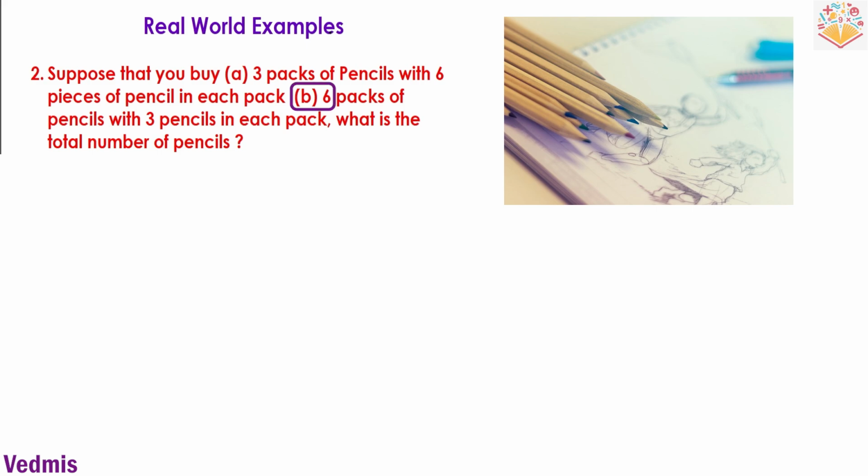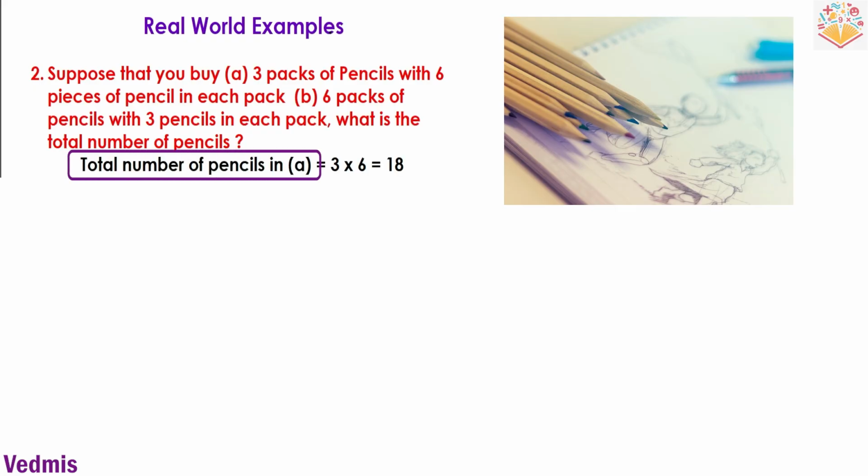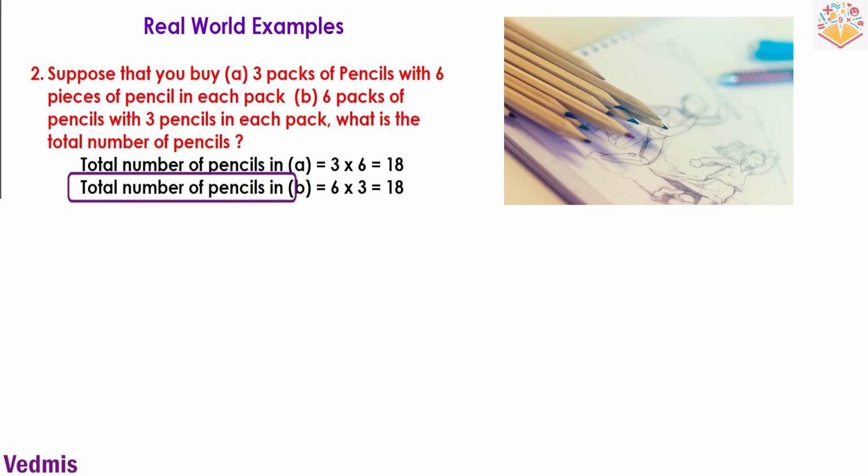B, 6 packs of pencils with 3 pencils in each pack. What is the total number of pencils? Total number of pencils in A is equal to 3 packs into 6 pencils, which gives you 18 pencils. Total number of pencils in B, 6 packs containing 3 pencils, 6 3s are 18.